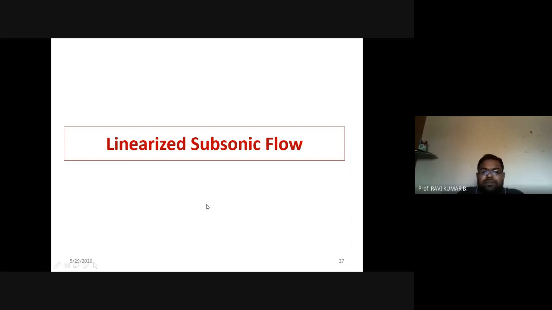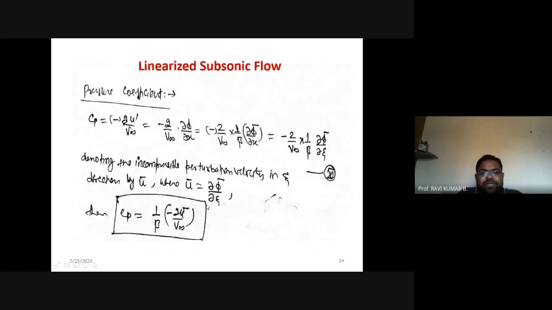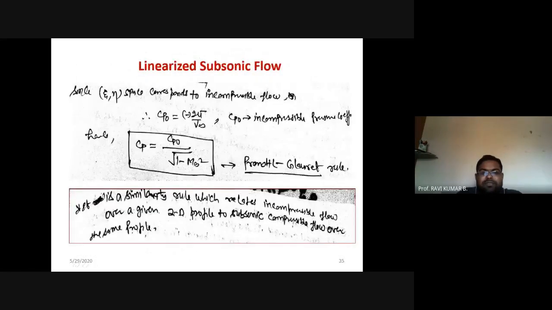So this I am not going to cover. I will give you the direct formula of Cp in terms of compressible and incompressible. Here Cp naught is the incompressible pressure coefficient and Cp is the compressible pressure coefficient. So the compressible pressure coefficient is related to the incompressible pressure coefficient by the term 1 divided by under root 1 minus m infinity square. This is known as the Prandtl-Glauert rule.